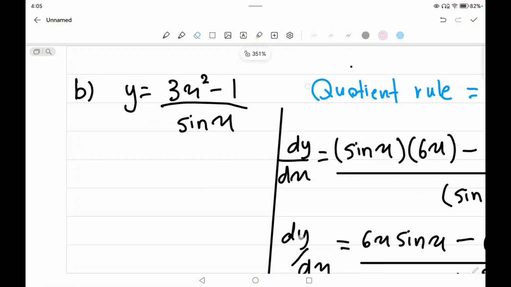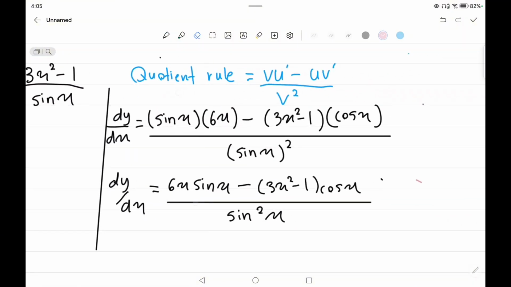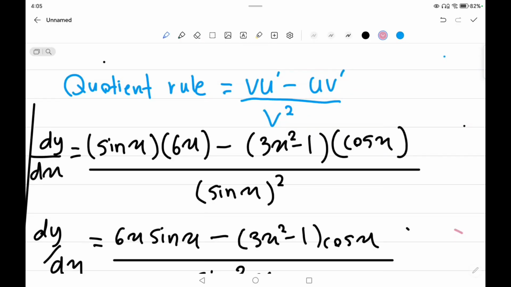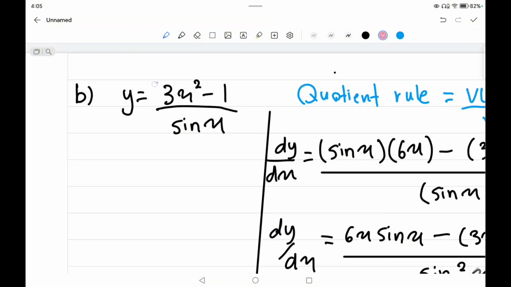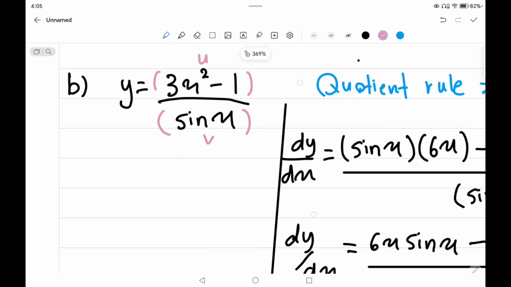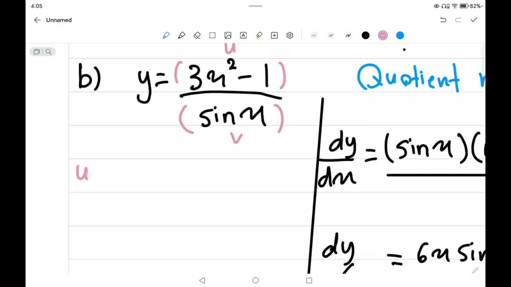So we use the quotient rule, and the formula is v u prime minus u v prime, divided by v squared. We need to determine which are our u and our v. I put 3x squared minus 1 as our u, and sin x as our v. Then we need to find u prime and v prime: u prime is equal to 6x, and v prime is cos x.